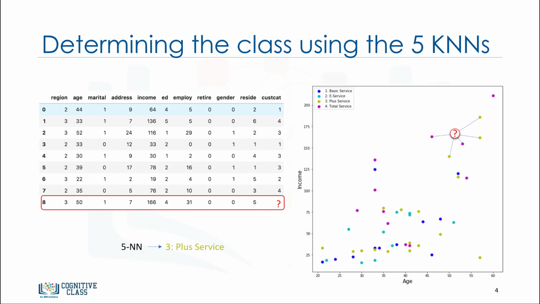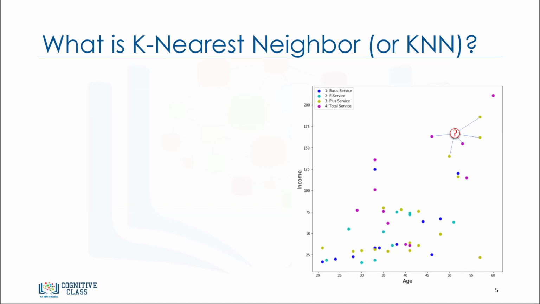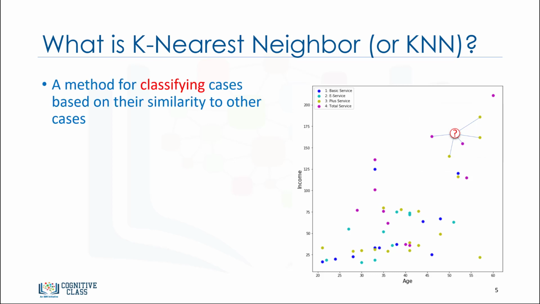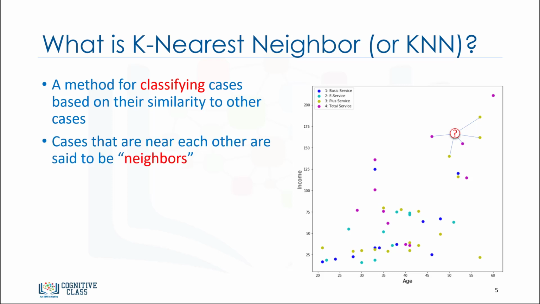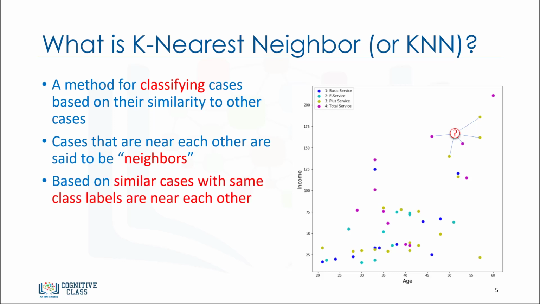This example highlights the intuition behind the k-nearest neighbors algorithm. Now, let's define the k-nearest neighbors. The k-nearest neighbors algorithm is a classification algorithm that takes a bunch of labeled points and uses them to learn how to label other points. This algorithm classifies cases based on their similarity to other cases. In k-nearest neighbors, data points that are near each other are said to be neighbors.